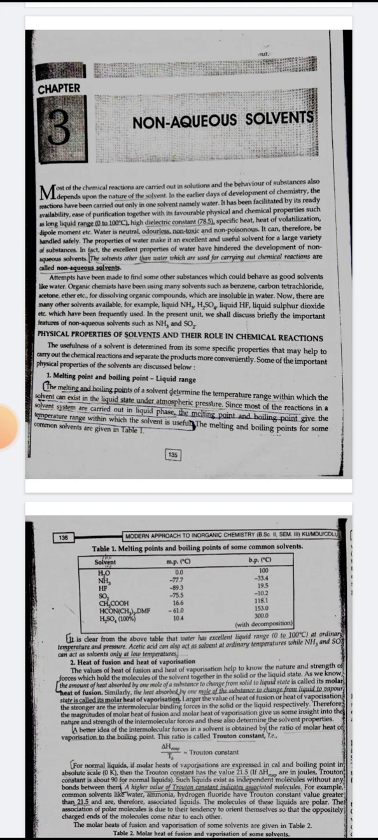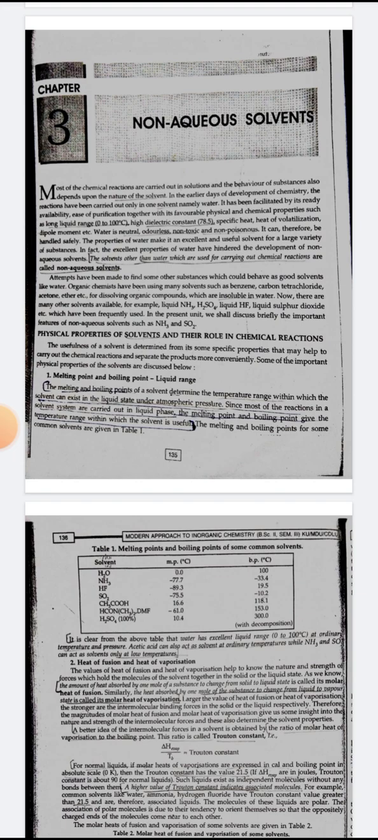has been frequently used. In the present unit, we shall discuss briefly the important features of non-aqueous solvents such as NH3 and SO2, physical properties of solvents and their role in chemical reactions. The usefulness of a solvent is determined from some specific properties that may help to carry out the chemical reaction and separate the product more conveniently. Some of the important physical properties of the solvents are discussed below.